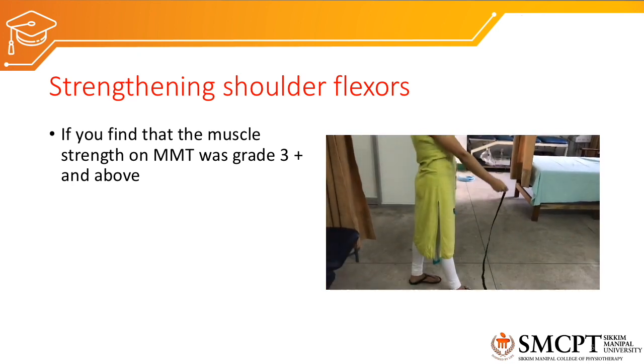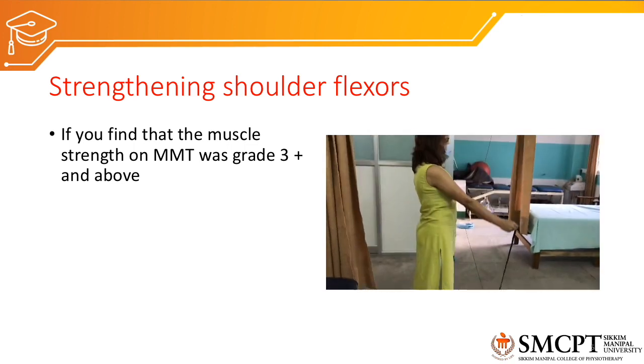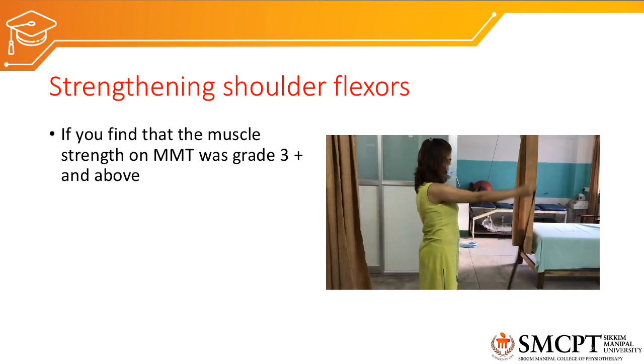The two ends of the TheraBand have to be fixed so that the patient gets some resistance from the TheraBand. The TheraBand has to be aligned properly so that the resistance is against the movement of the flexors of the shoulder. So what are the flexors of the shoulder?